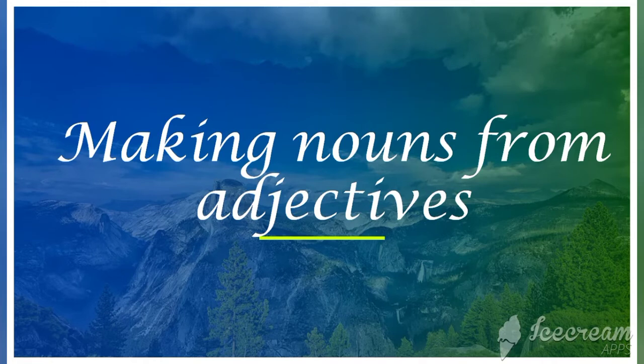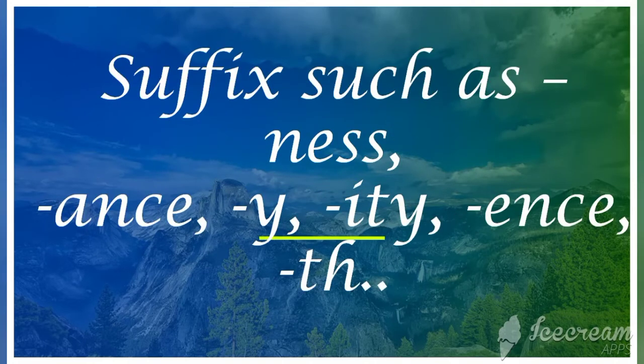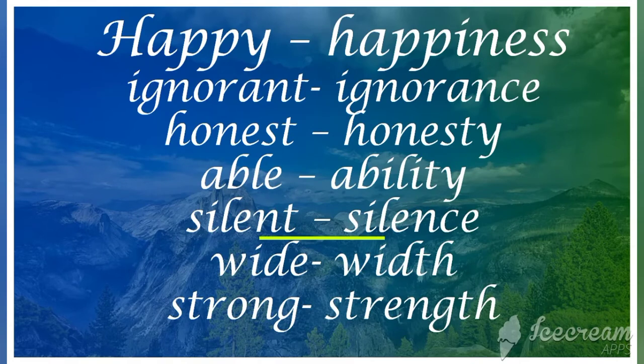Now we want to know how to make a noun from adjectives. Like that only, the same suffixes such as ness, ance, y, ity, ence, and th. These are some suffixes which are added to the adjective word, and when added, it forms a noun. Here are some examples. Happy is an adjective, a happy girl, giving information about the girl that she is happy. So happy is an adjective, and the word happiness is a noun.